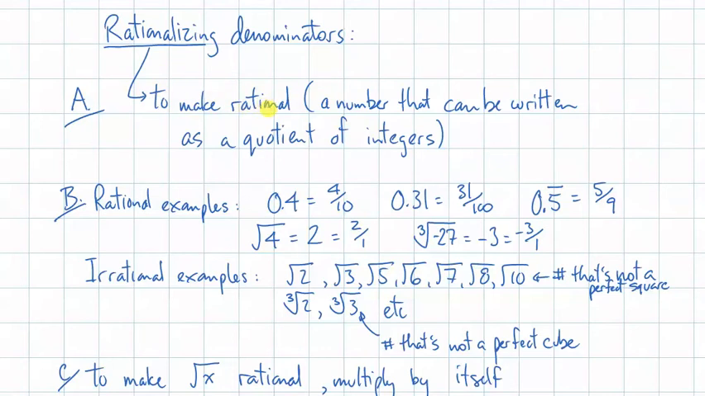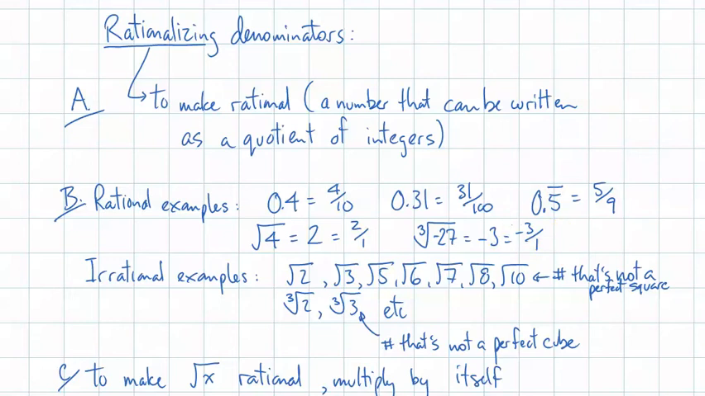We need to understand what rational is. A rational number is a number that can be written as a quotient of integers. Here's some examples. Decimal 0.4 can be written as a quotient of integers, 4 over 10. Decimal 0.31 likewise. Decimal 0.5 repeating can even be written as a quotient of integers, 5 over 9. So if decimals terminate or repeat, they can be written as fractions. Square root 4 can be evaluated and simplified to 2, which is 2 over 1. Even something like cube root of negative 27 is the number negative 3, and it can be written as a fraction. All of these are rational.